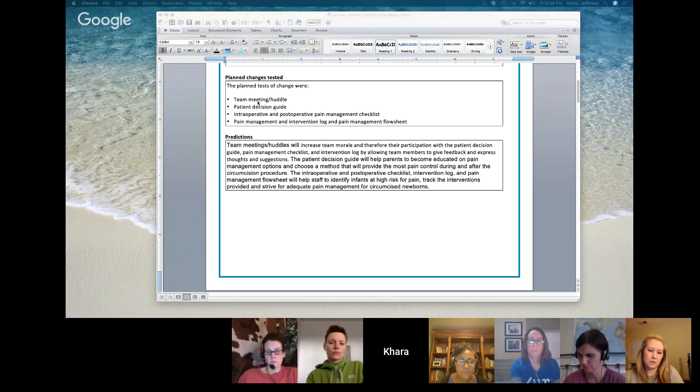So she had team meetings and huddles. She had a patient decision guide, an intra-op and post-op pain management checklist, and a pain management and intervention log, as well as a flow sheet for her D intervention.